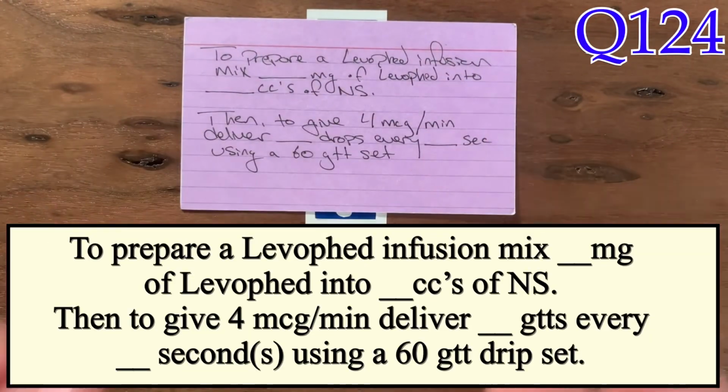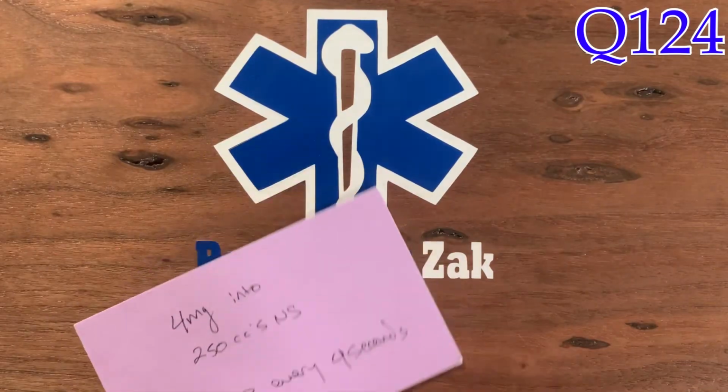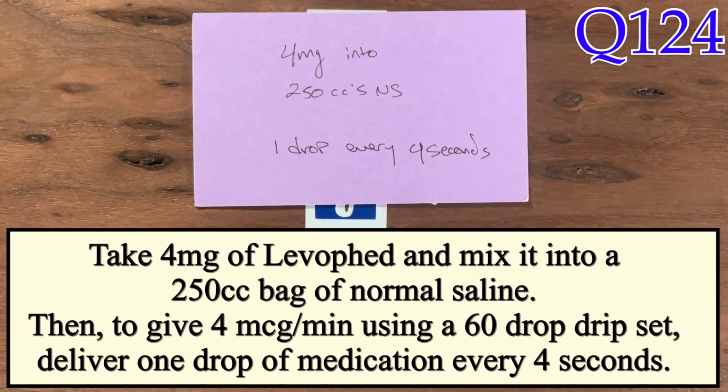To prepare a Levophed infusion, mix blank milligrams of Levophed into blank cc's of normal saline. Then, to give 4 mics per minute, deliver blank drops every blank seconds using a 60 drop drip set. Alright, so this is a little bit longer of a question, so let's break it down a bit. Levophed, also known as norepinephrine, can be given as an infusion when you take 4 milligrams and mix it into a 250 cc or ml bag of normal saline.